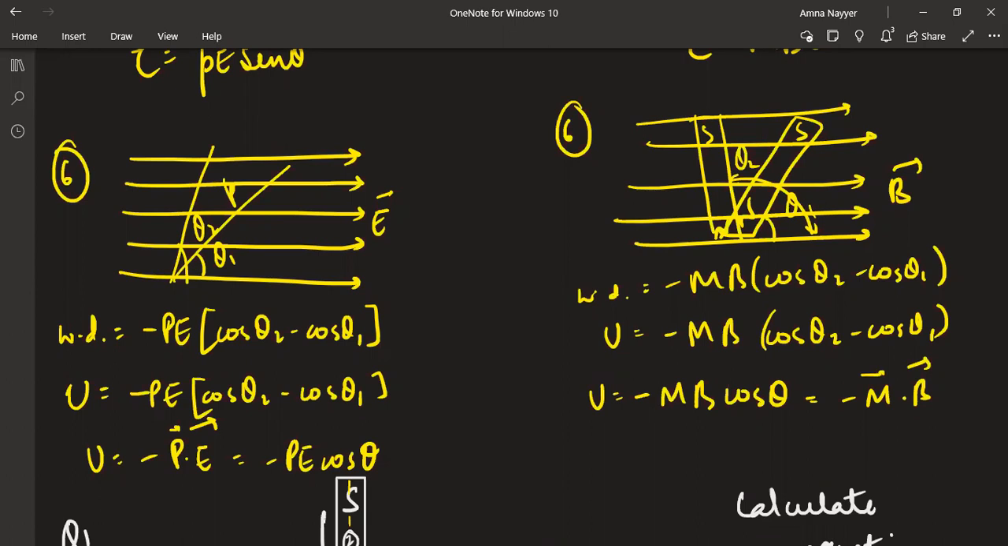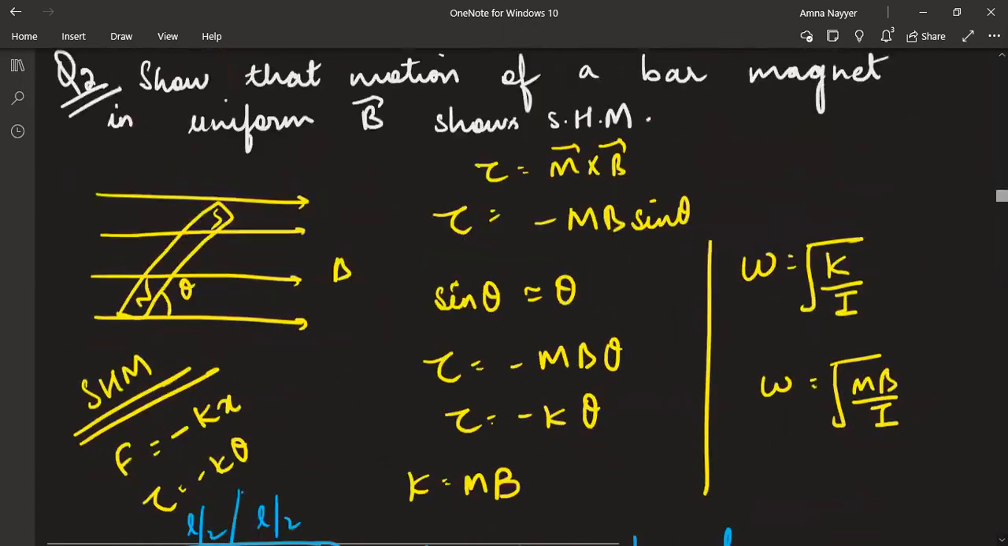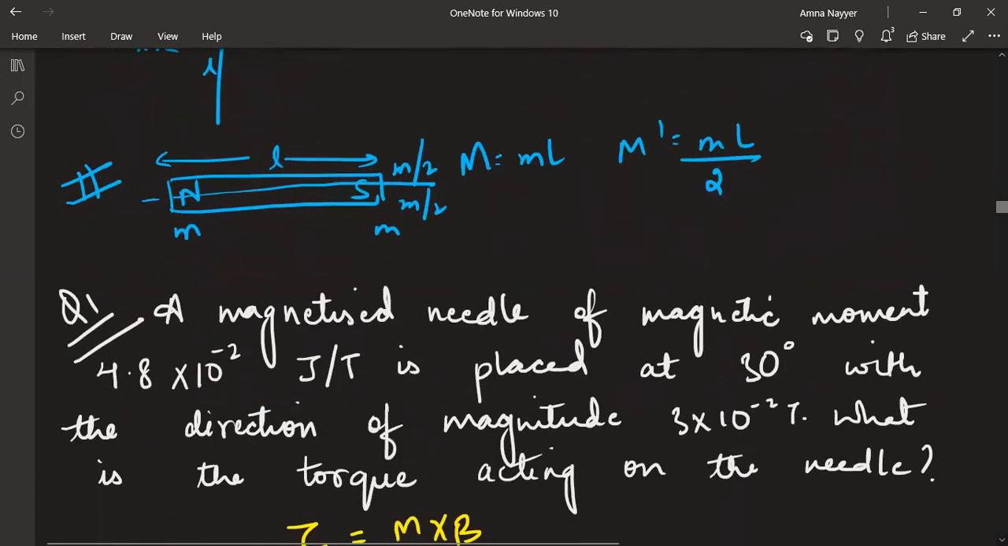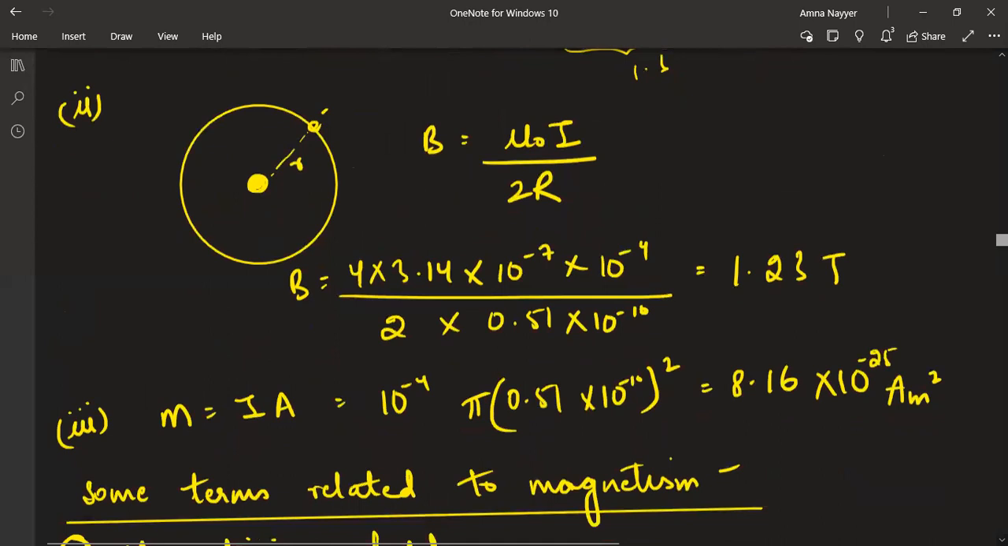So minus PE (cos theta 2 minus cos theta 1). This remains the same because all the work done is converted into potential energy. This we have seen. And in the same way, work done is converted into potential energy in the second case. That is your magnetostatics. So these are the differences and commonalities between it. This we have discussed, all these things.